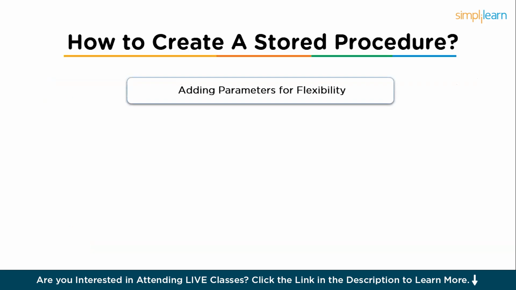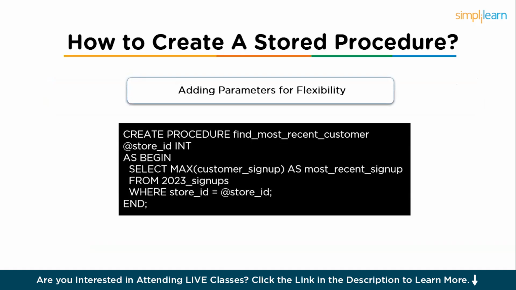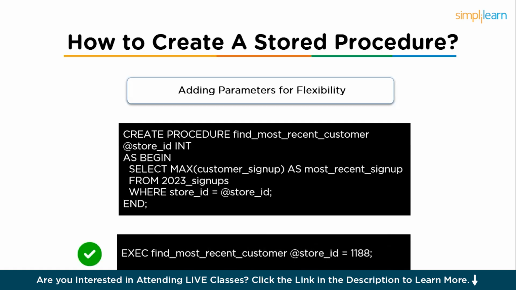Second of all, let's talk about adding parameters for flexibility. If we want to filter by store ID, we can modify the procedure to accept a parameter. For example, we can create a procedure, FindMostRecentCustomer with a store ID parameter, AS BEGIN SELECT MAX from signup WHERE store_ID = the parameter, and then END. So now we can pass a store ID dynamically when executing the procedure, which is EXEC FindMostRecentCustomer @store_ID = and just name the store ID.